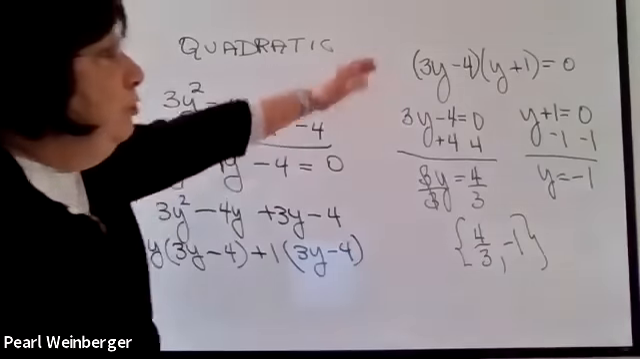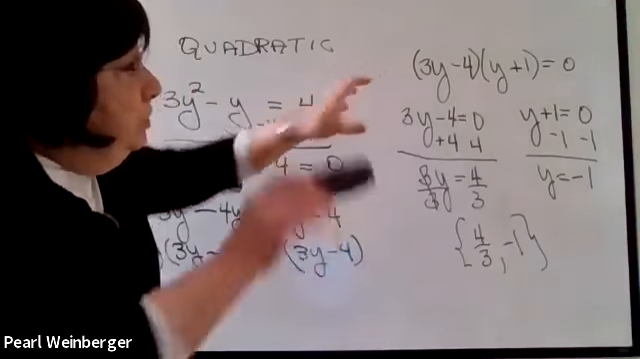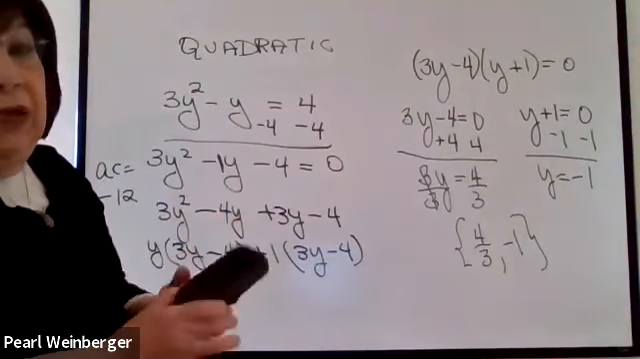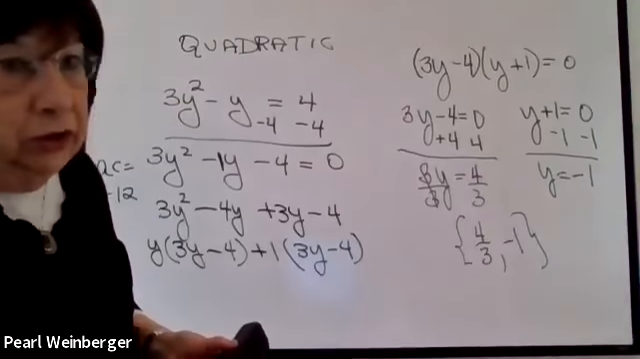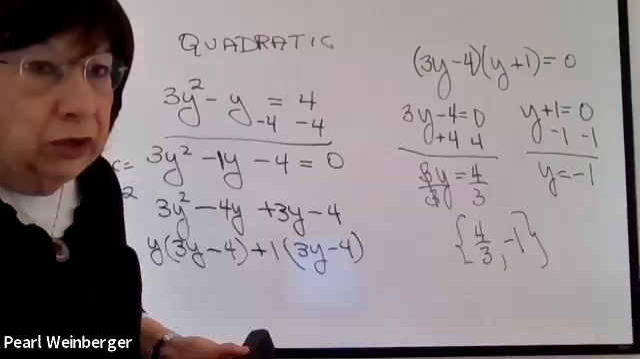Okay. So after you've factored it, you separate it and do 2 separate equations that are easy equations. They're not hard equations because they don't have any squares anymore.